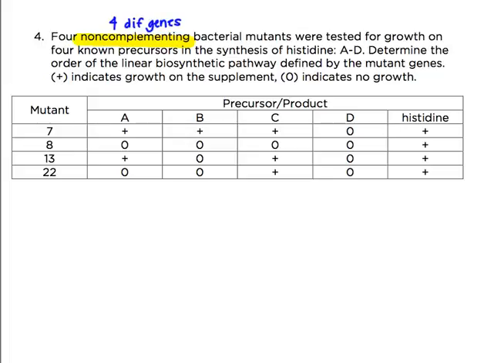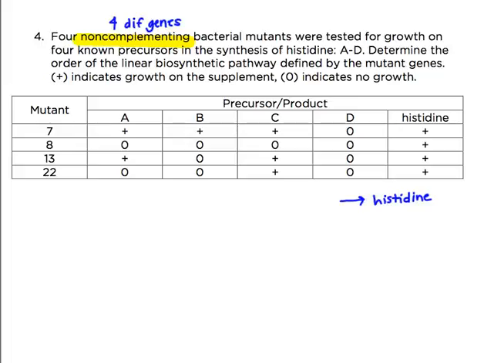Okay, and it's asking us to determine the order of the biosynthetic pathway for histidine. So we know that histidine is the end product here, right? And we also know that it's a linear biosynthetic pathway. So first, let's order the known precursors in this biosynthetic pathway. I know that they're asking us to do it defined by the mutant genes, but let's do it with A through D first. So we know that histidine is the end product here.